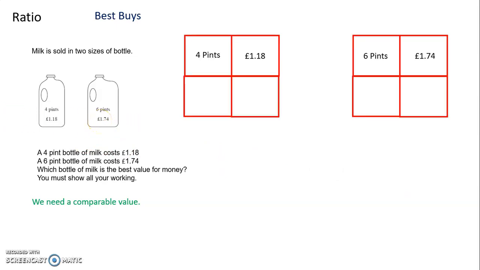So the first one I'm going to go for, I've drawn out my proportional reasoning grids for the 4 pint bottle. And this is a ratio because it's 4 pints to £1.18 and 6 pints to £1.74. And what I'm going to do first of all is look for the highest common factor of 4 and 6. And hopefully it's not too difficult for you to spot that that is going to be 2. So what I'm going to do is find out what the equivalent 2 pints would cost in each case so that I can compare and decide which one's cheaper.